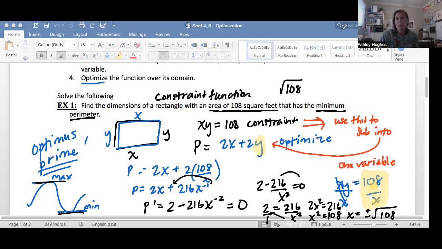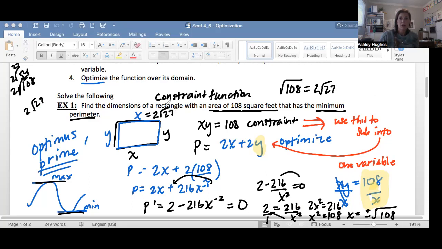And if we want to make that a little nicer, 108 divided by 2 would be 54. Divided by 2 would be 27. So 2 root 27. That is x. And we want to make sure we answer the question. It says find the dimensions. So we found x is 2 root 27.